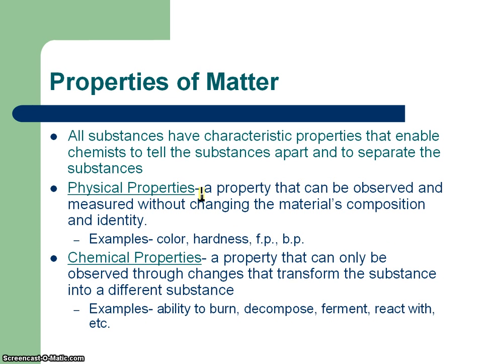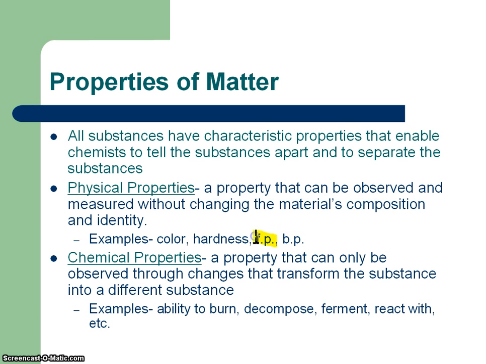All substances have characteristic properties that enable chemists to tell the substances apart and to separate the substances. These are broken down into physical and chemical properties. A physical property is a property that can be observed and measured without changing the material's composition and identity. Examples of this include color, hardness, freezing point, and boiling point.